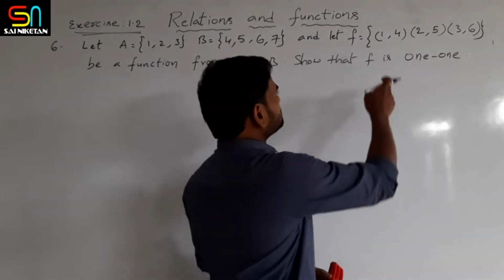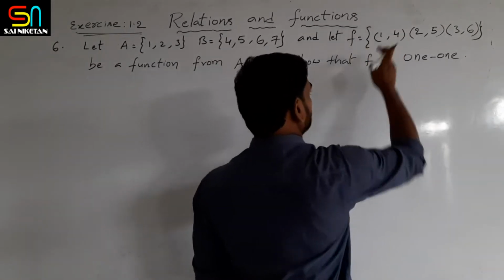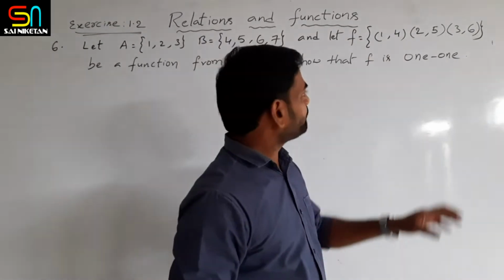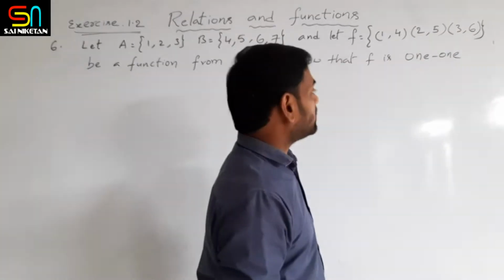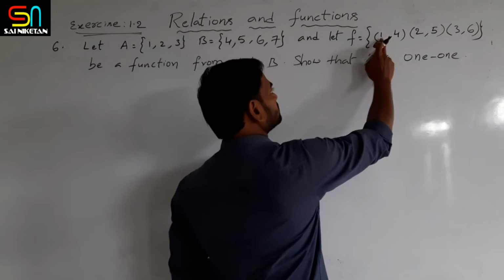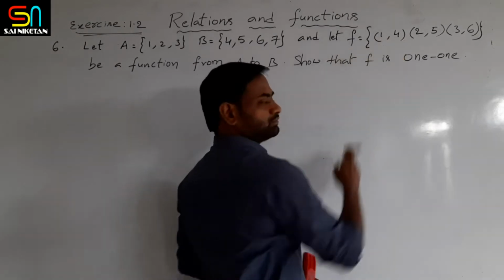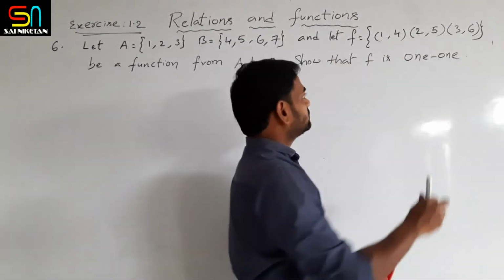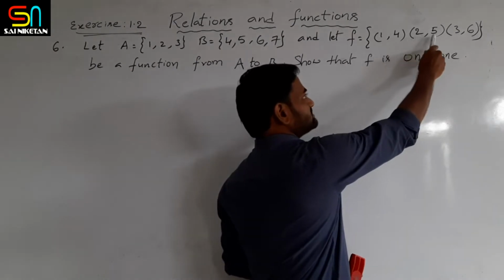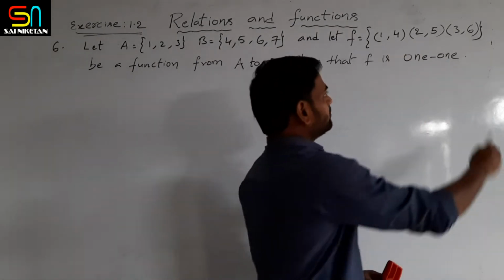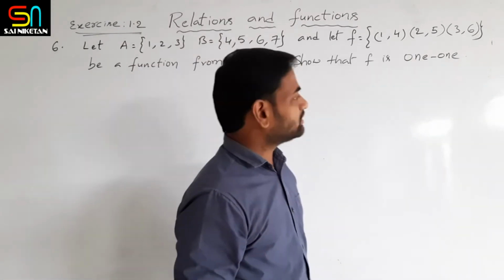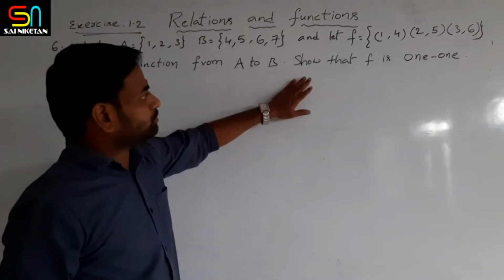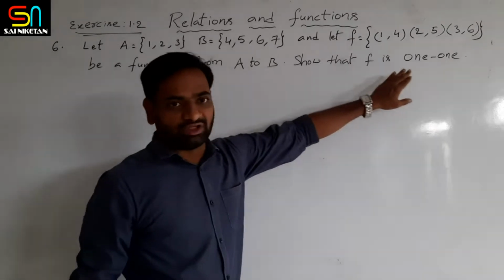Okay. Now, what is the function related? (1, 4), the ordered pair, (2, 5), (3, 6). So, what is the meaning of this one? The image of 1 is 4. Next, the image of 2 is 5. The image of 3 is 6. Okay. Now we have to show f is 1-1.